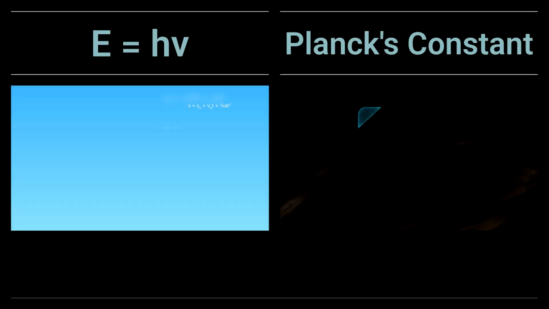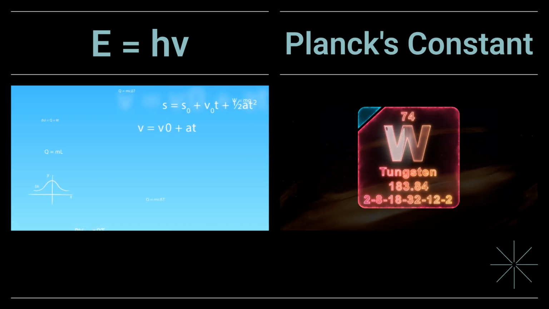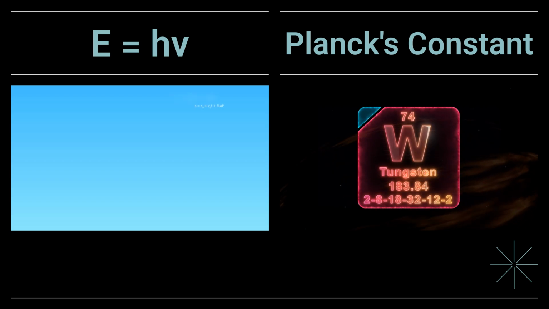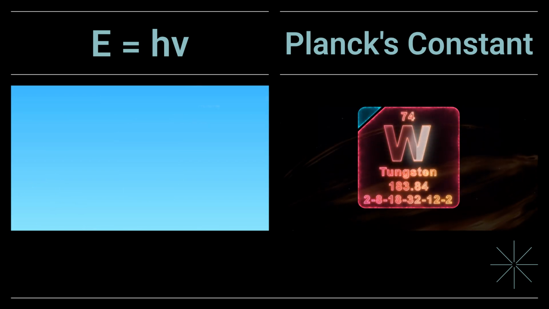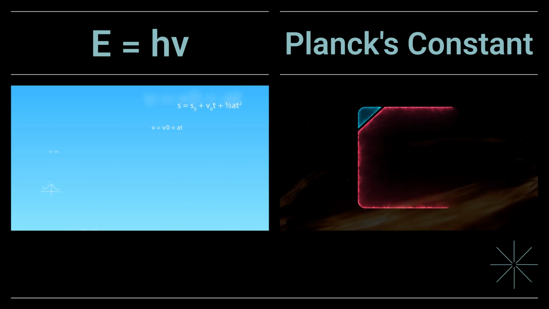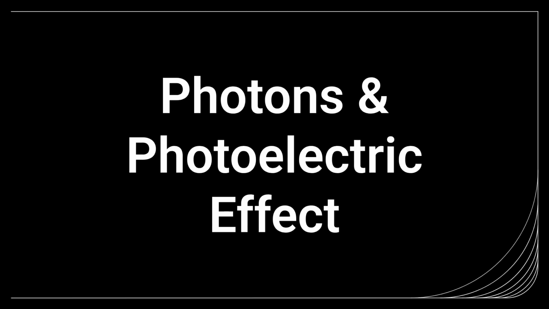Einstein's famous equation for the energy of a photon is E equals hν, where E is the energy, h is Planck's constant, and ν is the frequency of the light. This equation was key to understanding the photoelectric effect. With the concept of photons, the photoelectric effect suddenly made perfect sense.